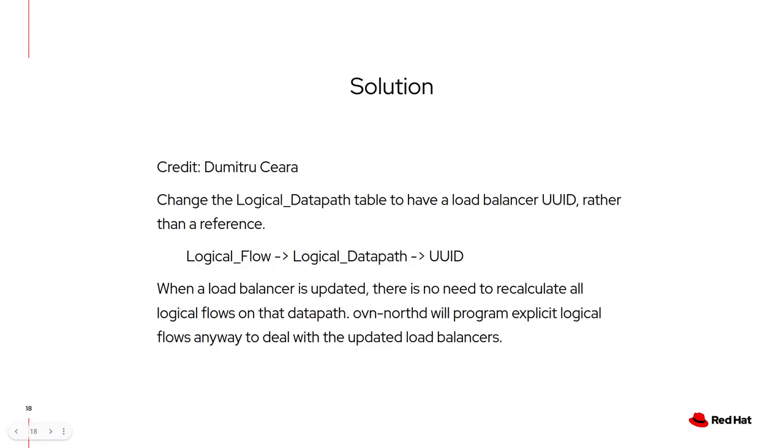Dumitru-Char recognized that this was 100% not necessary in this particular case. There's no need for the data paths or logical flows to be updated when a load balancer changes. The southbound database schema was updated so that data paths contain raw load balancer UUIDs instead. This way, when load balancers update, it does not cause the chain reaction it previously did.